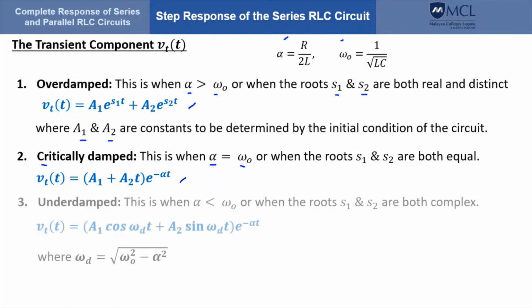And a third type is when alpha is less than omega naught. That means that will give us roots that are both complex, and that will give us a transient component that is a periodic function mixed with the exponential function, where omega d there, which is the angular velocity of the trigonometric functions cosine and sine, is given by this one.